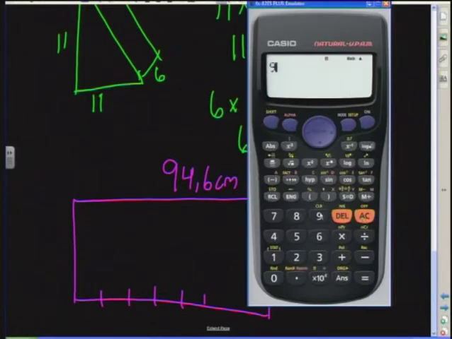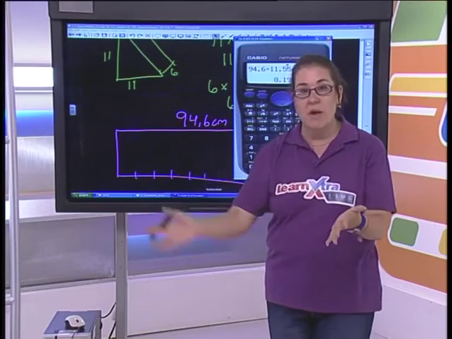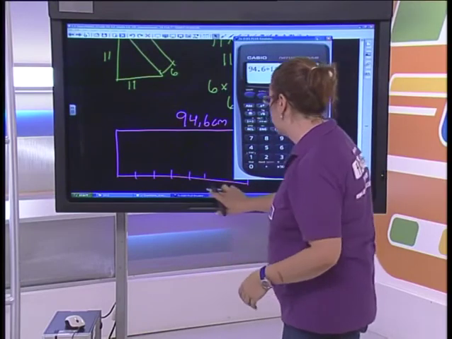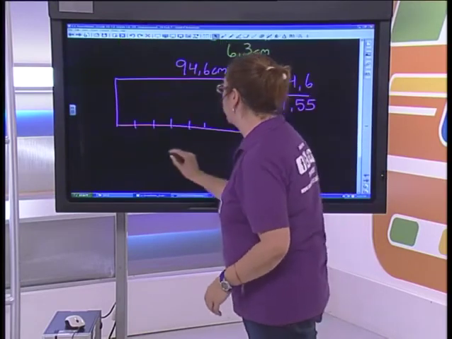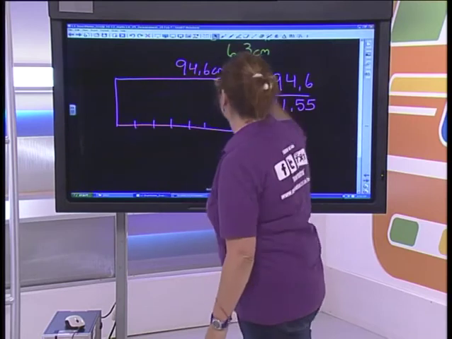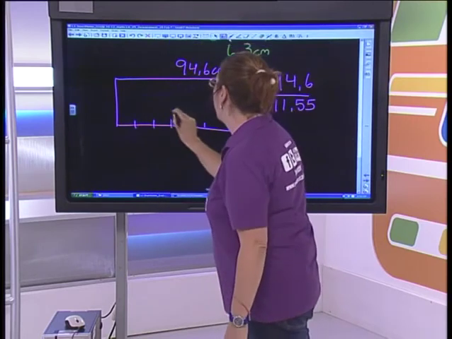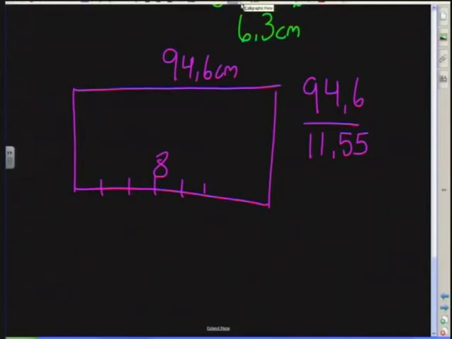So I've got my 94.6 divided by 11.55 to see how many boxes. Now I've got 8.19 boxes. I can't put a comma 19, so I'm going to go with 8 boxes. So I can fit 8 boxes in this way. And now I'm going to redraw, and use a different color.